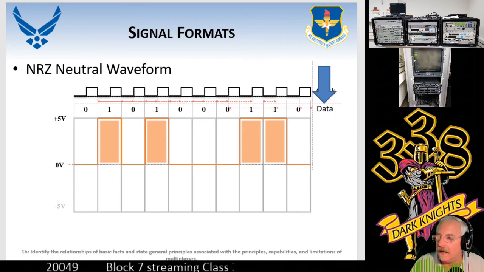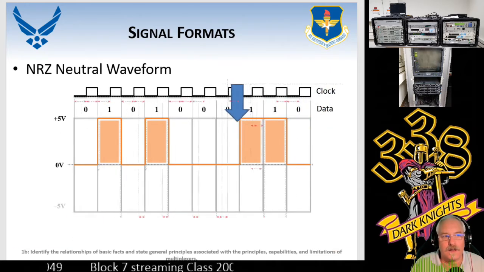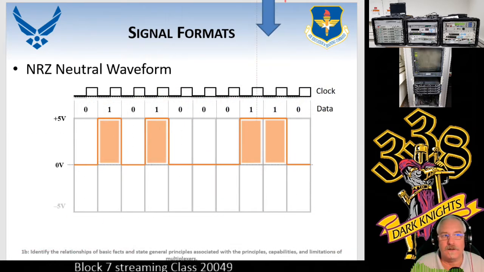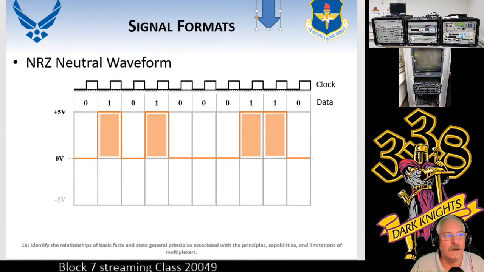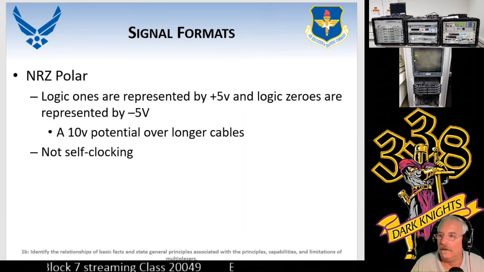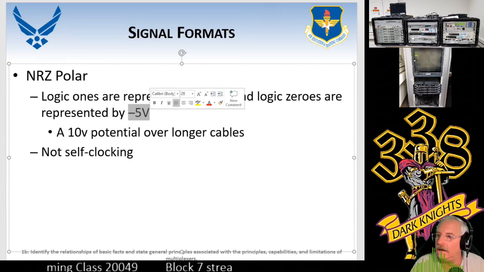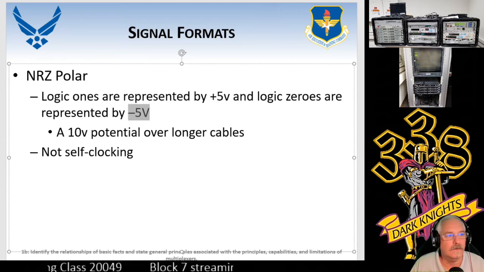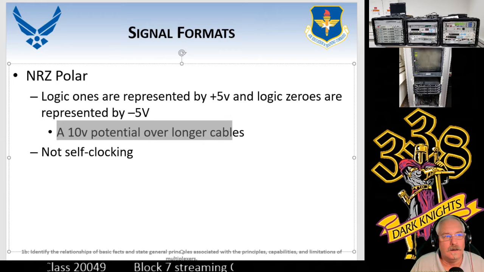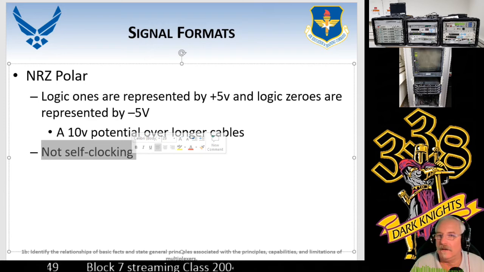We have the data coming in. This is our signal format that we're going to send to the distant end. This is polar. Again, we have plus 5 for 1s. The difference will be a negative 5 for a 0. This section right here, you can run on longer cables. And then the last part, not self-clocking.